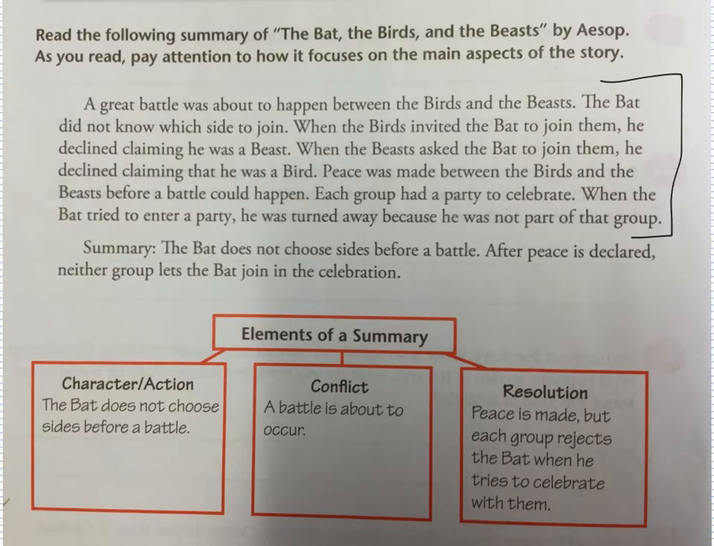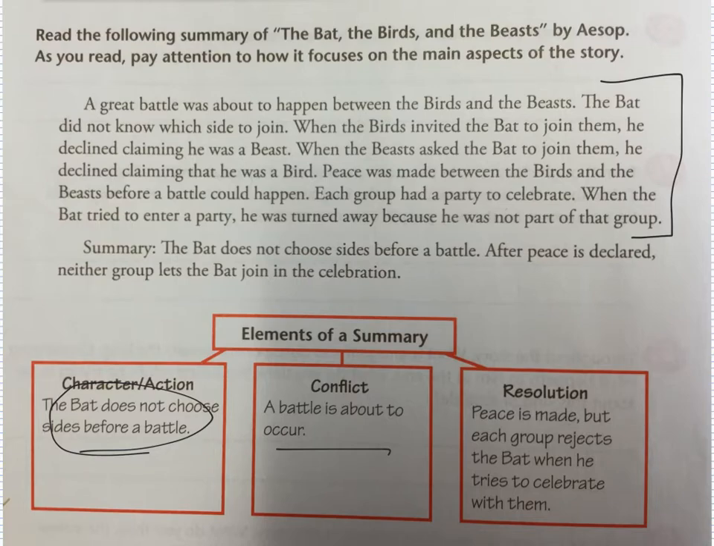So a summary that we have written here is: the bat does not choose sides before a battle. After peace is declared, neither group lets the bat join in the celebration. So what are some of the elements in this summary? We have what the characters are and the action that character took. So the bat didn't choose sides before the battle. The conflict: a battle is about to occur. And the resolution: peace is made, but each group rejects the bat when he tries to celebrate with them.